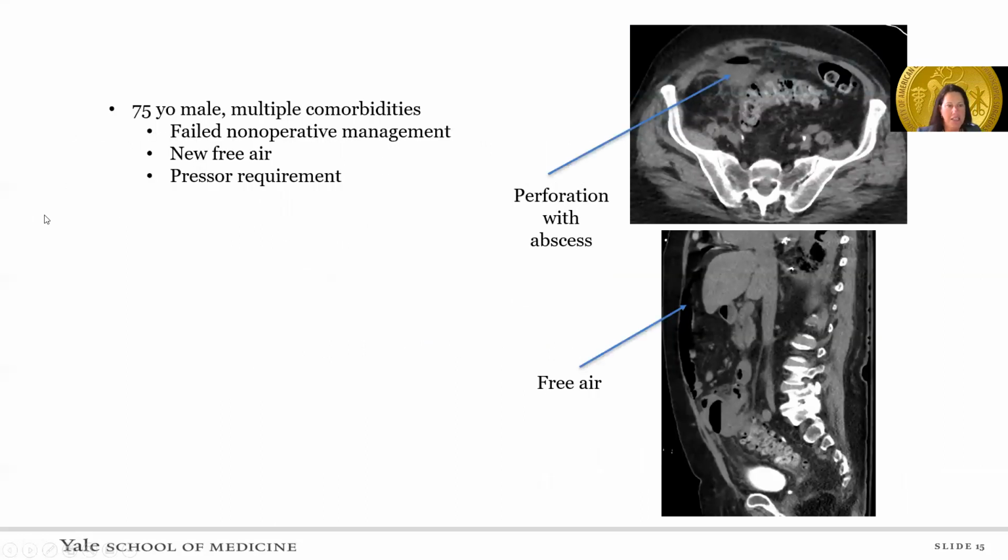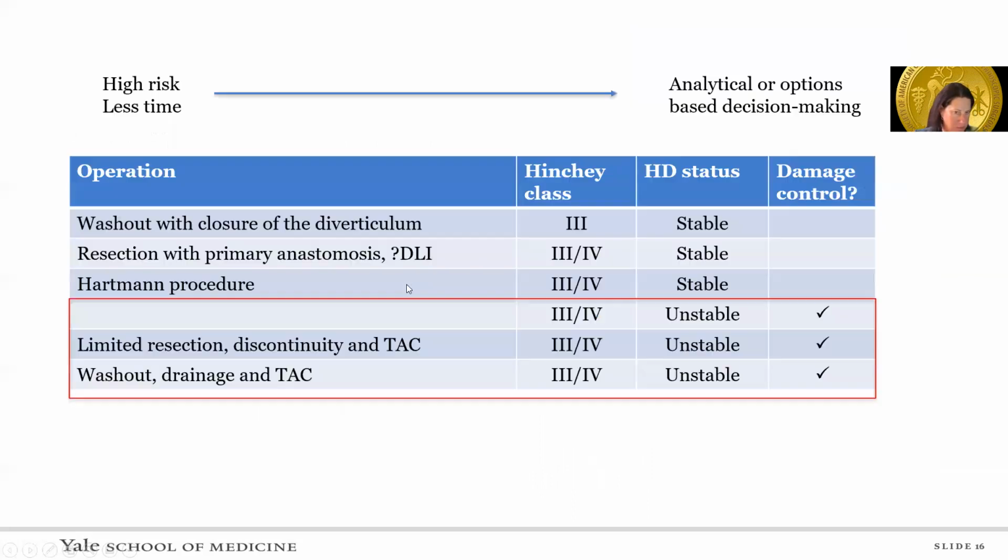The second case I'd like to discuss is a 75-year-old male with multiple comorbidities who failed non-operative management, was found on a repeat CT scan to have areas of pneumoperitoneum and a new pressor requirement. This patient falls into the category of a Hinchey, actually, 4 classification based on operative findings. He was hemodynamically unstable, and we elected to perform damage control procedures.